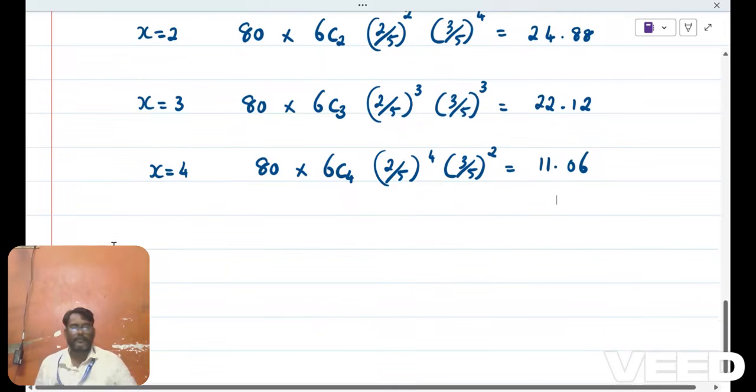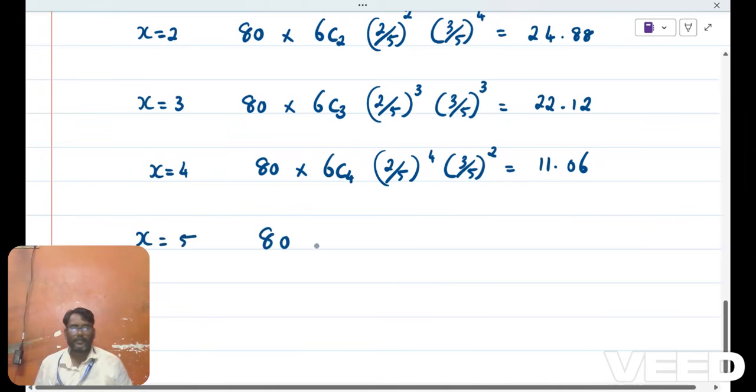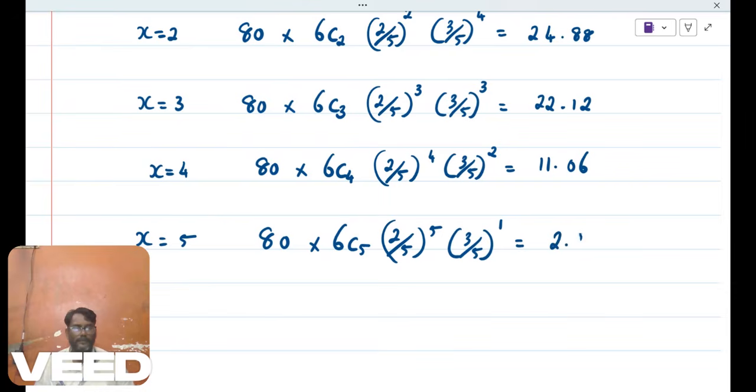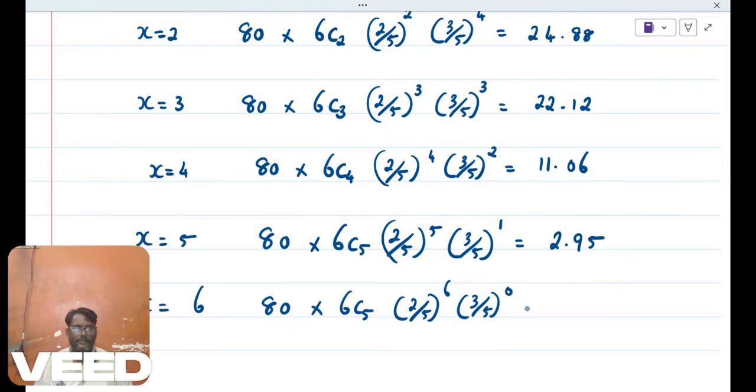and for x is equal to 5, we get 80 into 6C5, 2 by 5 raised to the power 5, 3 by 5 raised to the power 1, which is equal to 2.95. And finally, for x is equal to 6, we get 80 into 6C6, 2 by 5 raised to the power 6 into 3 by 5 raised to the power 0, which is 0.33.